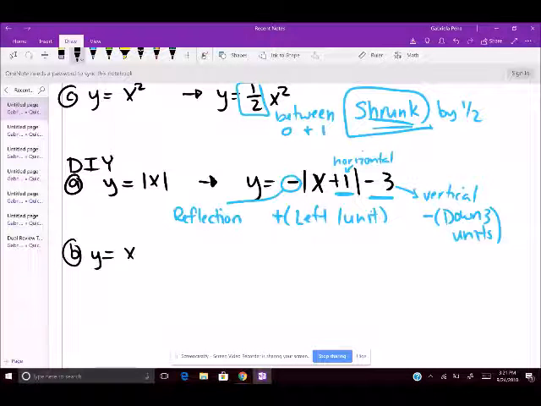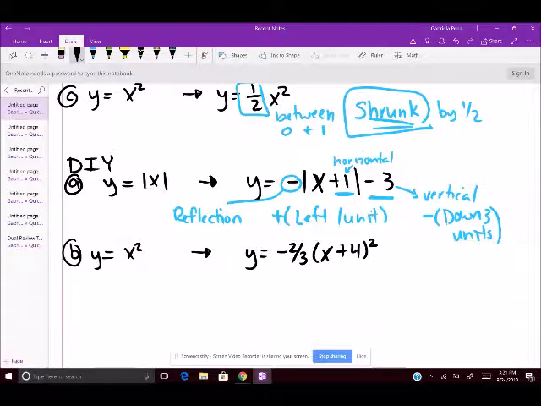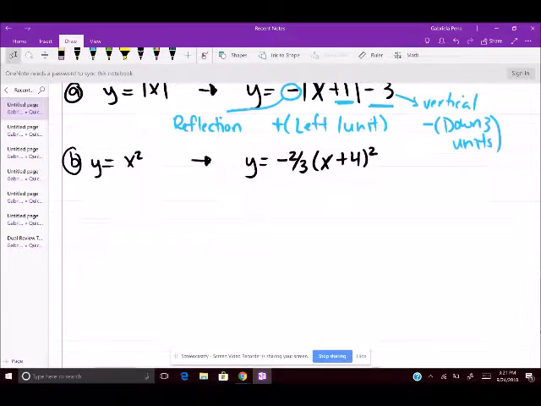Y equals x squared. Y equals a negative 2/3 x plus 4 squared. So take about 30 seconds, start looking to see what's different.